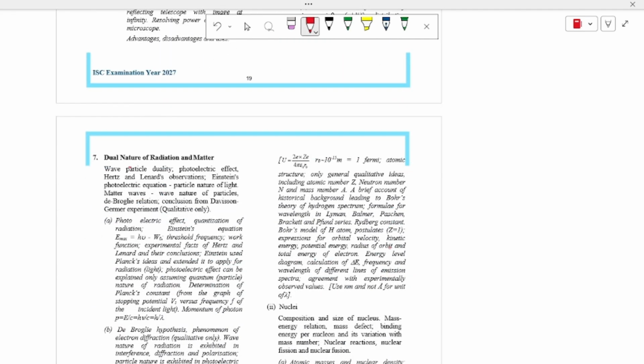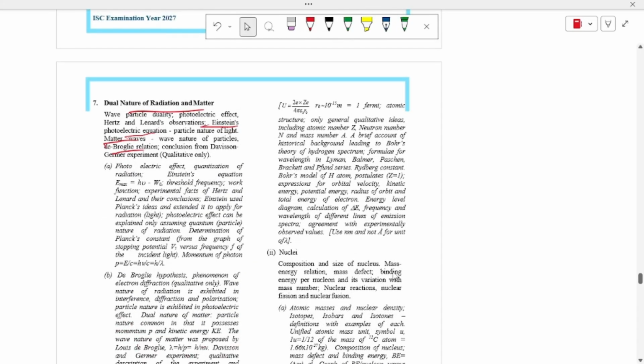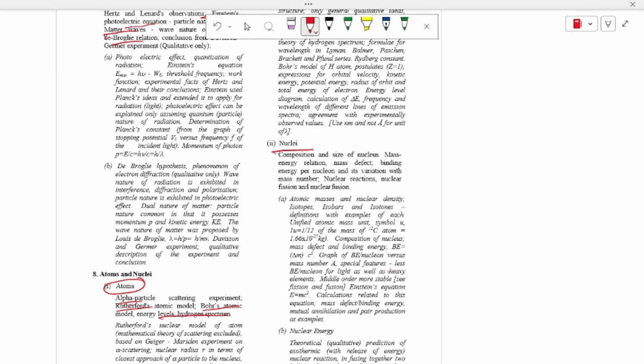Then dual nature of radiation and matter. We'll study Einstein's photoelectric equation, matter wave, de Broglie relation. Next chapter is atoms or atomic physics. We'll study the same Rutherford's experiment, atomic model, Bohr's atomic model, different hydrogen spectra for different energy levels. We'll study nuclear physics, the size of the nucleus, composition, mass defect, binding energy per nucleon, nuclear fusion, fission.